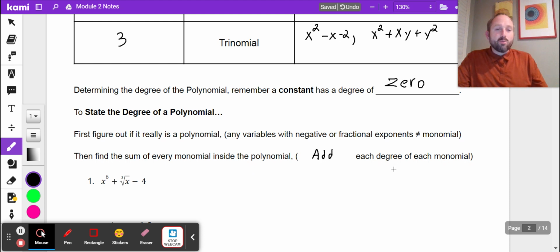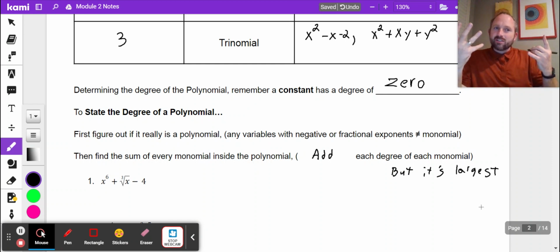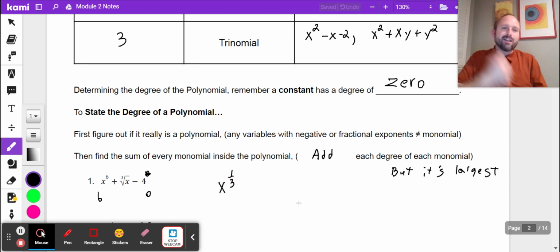So add the degree of each monomial, but it's the largest. So we need to figure out what's the largest of them all. It doesn't matter about anything else. Just figure out the largest one, and that's the degree. So first up, I have x to the 6th power. Cool. That seems good. Now, 4 is going to be to the 0 power. It has a degree of 0 because it's just a number. And now I have the cube root. So that's equal to x to the 1/3. By golly, hey, it's a fraction. So not a polynomial.